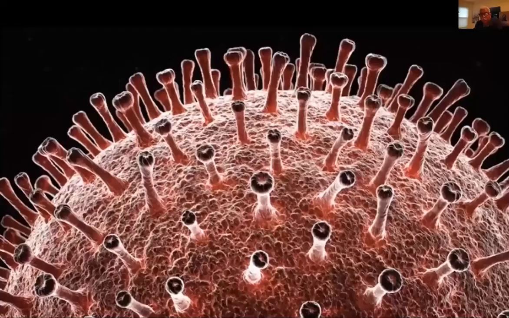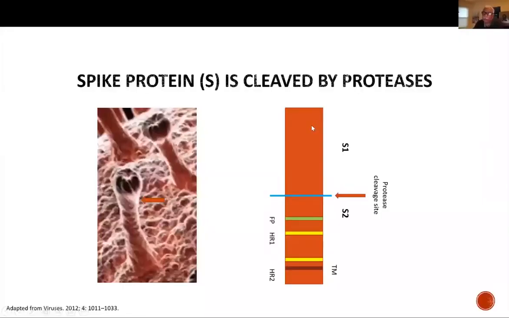This is what the spike protein looks like on the cell surface of the virus. It has two domains. It has a stalk and it has a surface. Now what happens is the spike protein has two components, S1 and S2, and there's a proteolytic cleavage site in the middle. Proteolytic cleavage means it cuts the portion, and that's about here. The red arrow, the enzyme cuts the spike protein at that position.